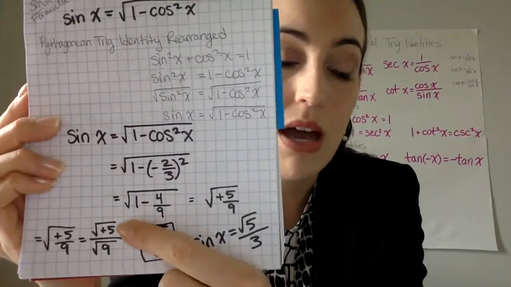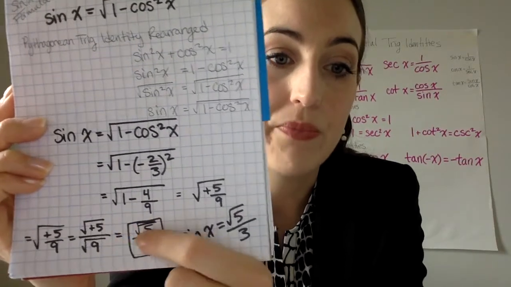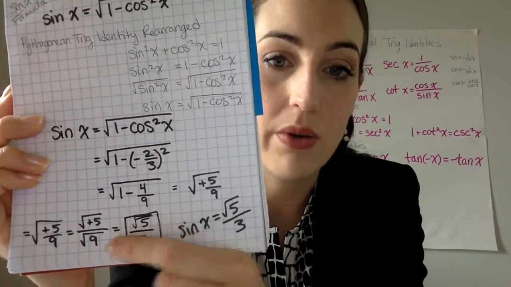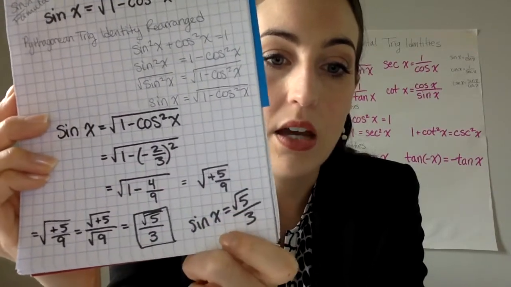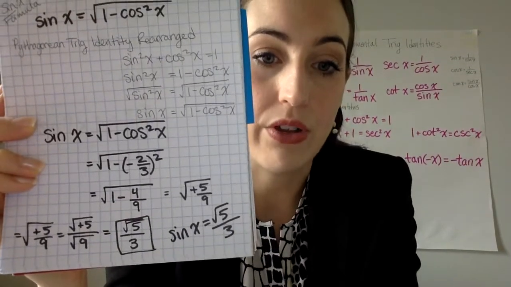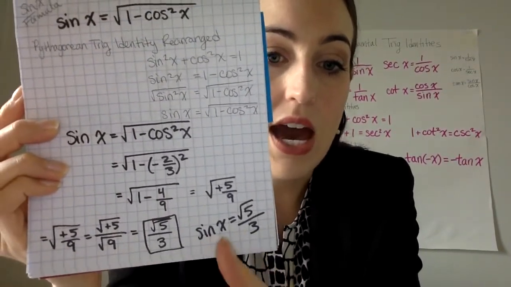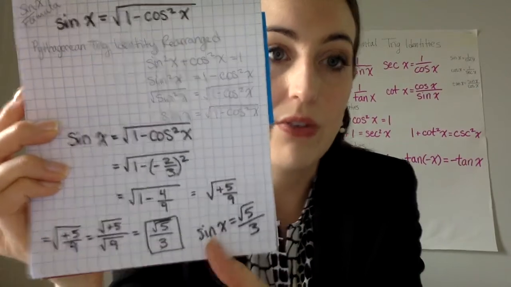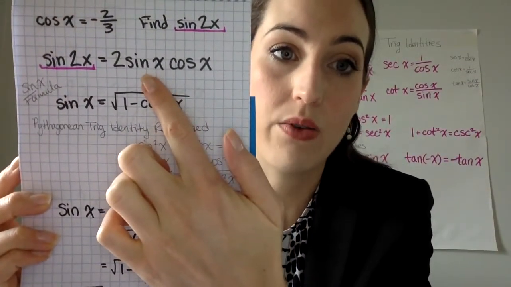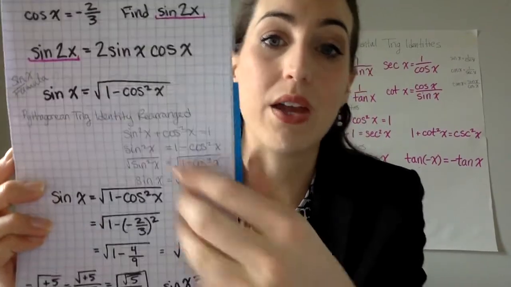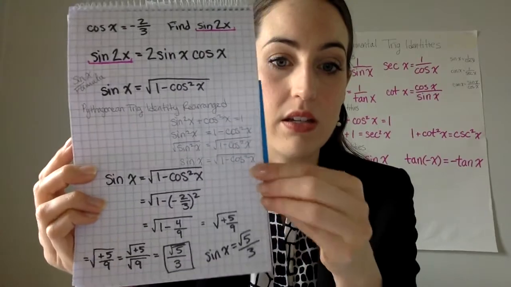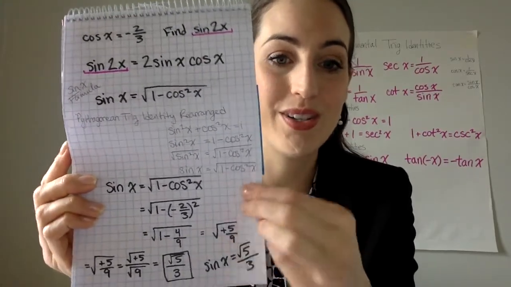We can distribute that radical to both the top and the bottom, and then the bottom reduces, square root 9 to 3, and we have our sine of x is square root 5 over 3. Now I can take that sine x, square root 5 over 3, and plug it in right there so that I can find my sine double angle. You can pause this here if you still need this. I'm going to flip to the next continued page.